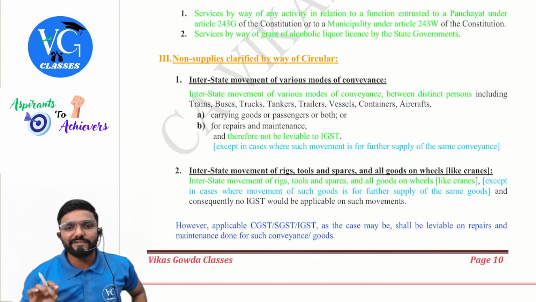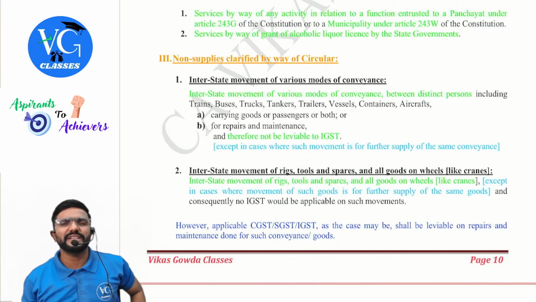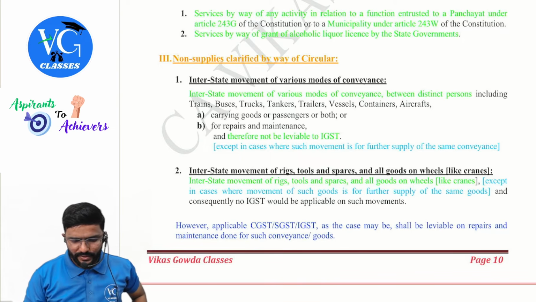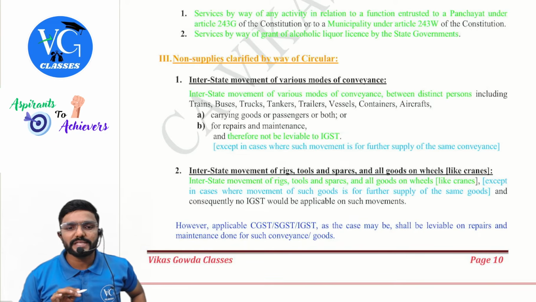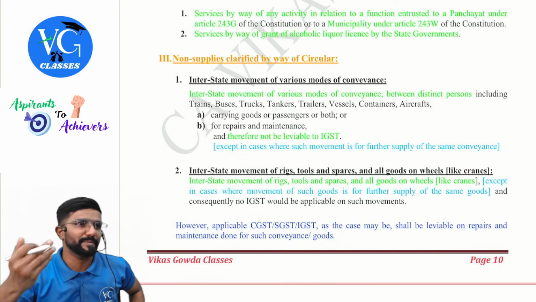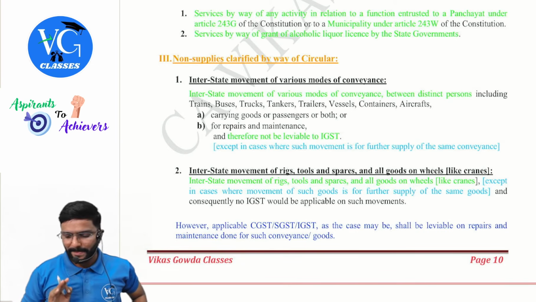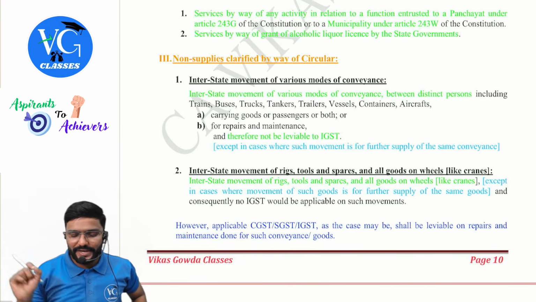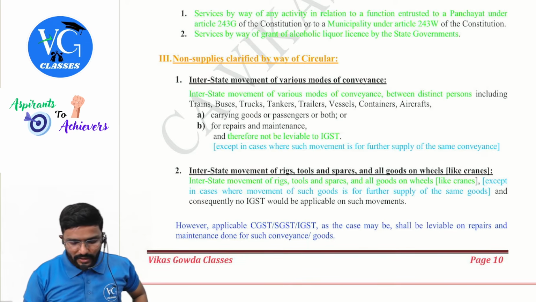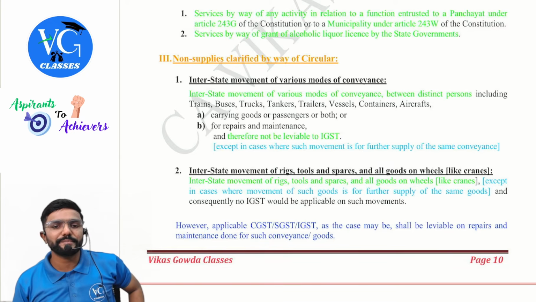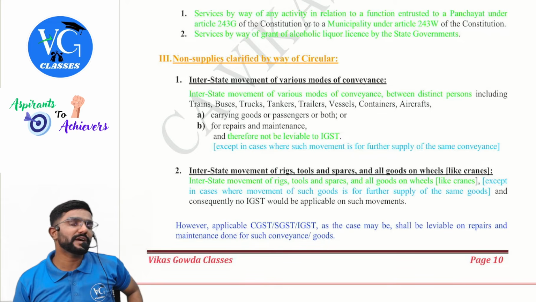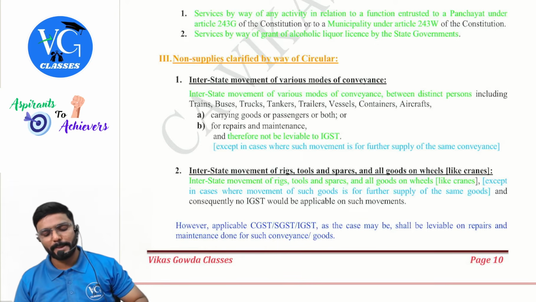Next, interstate movement of rigs, tools or spares and all goods on wheels like any equipment or devices, guys. Interstate movements of rigs, tools, spares, and all goods on wheels like cranes, except in cases where movement of such goods is for further supply. If it is for further supply, it is a supply when it is sent. And consequently, no IGST would be levied. However, applicable CGST, SGST, or IGST, as the case may be, shall be leviable on repairs and maintenance done for such conveyance or goods. For repair and maintenance service, yes, it is a supply and GST is applicable, guys.